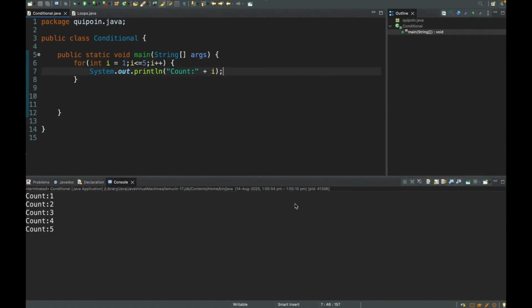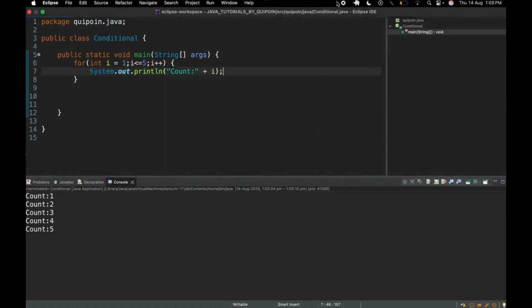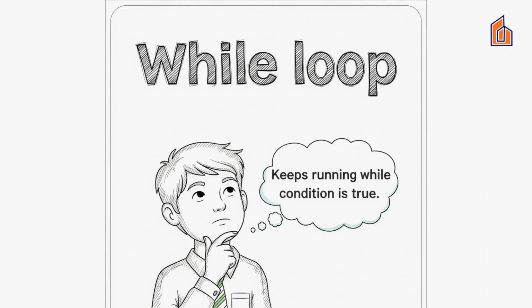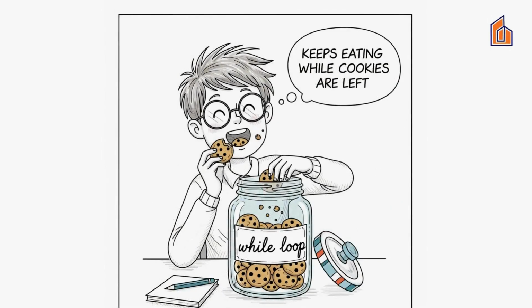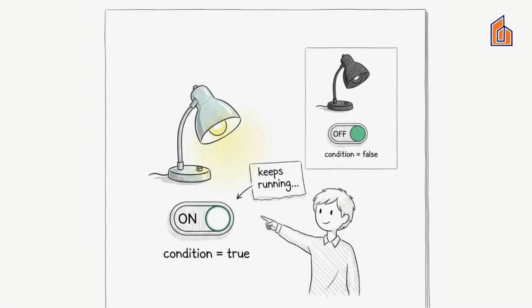Now we will go for the while loop. Now comes the while loop. While loops are the best when you don't know in advance how many times the loop will run. It keeps running as long as the condition is true. Now let's code it to see how the while loop works.